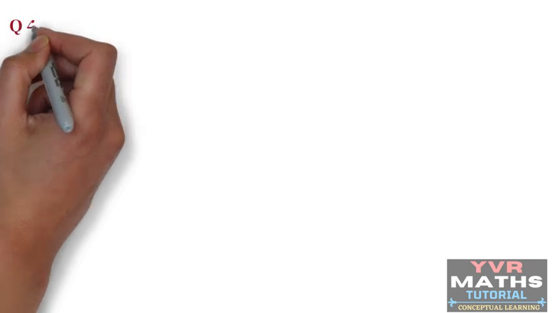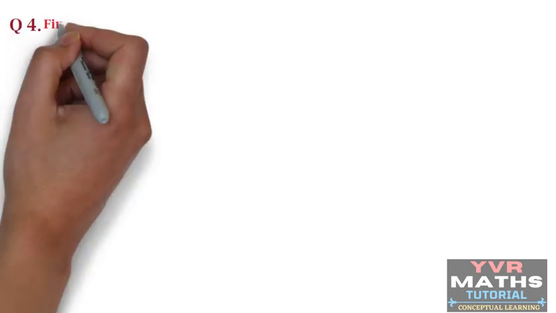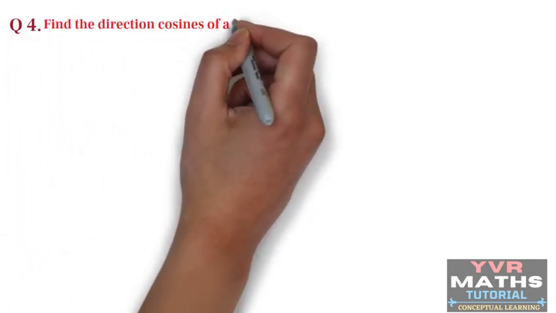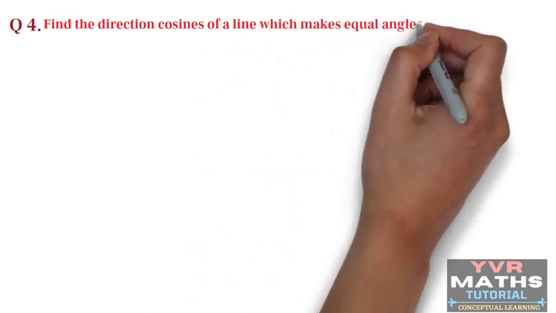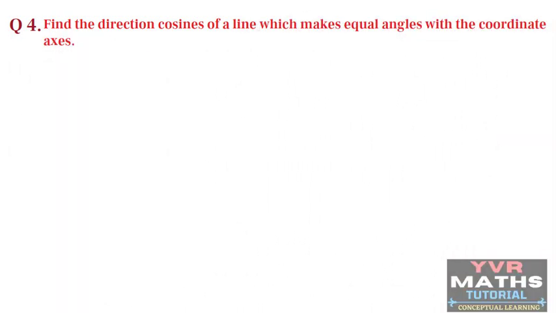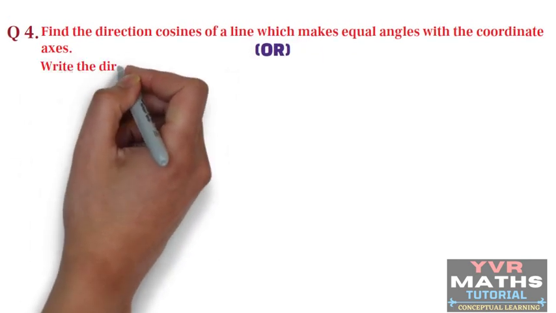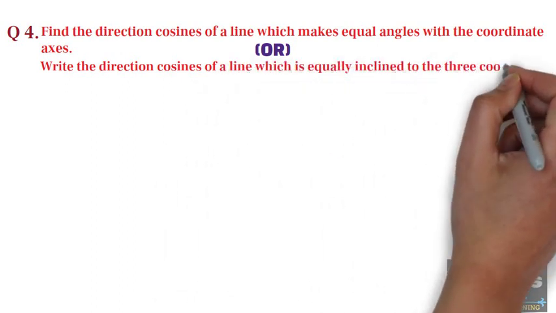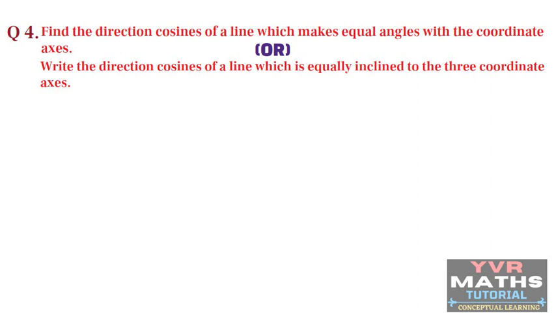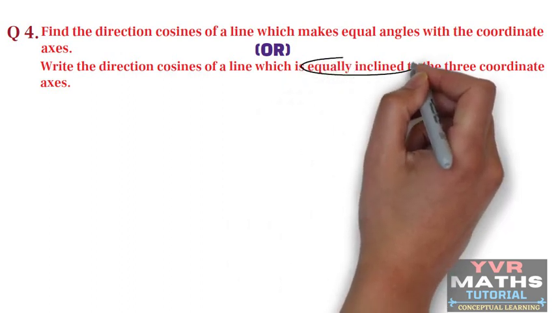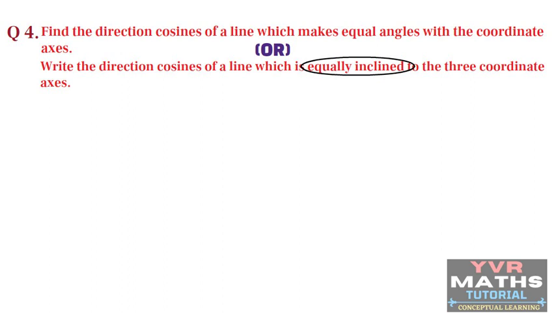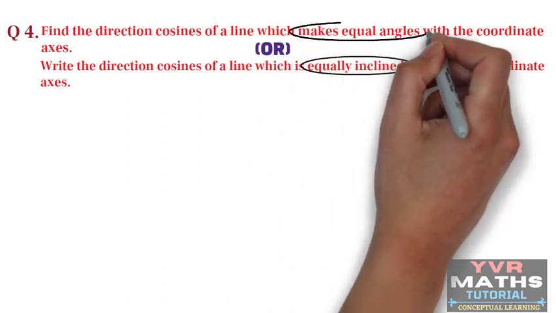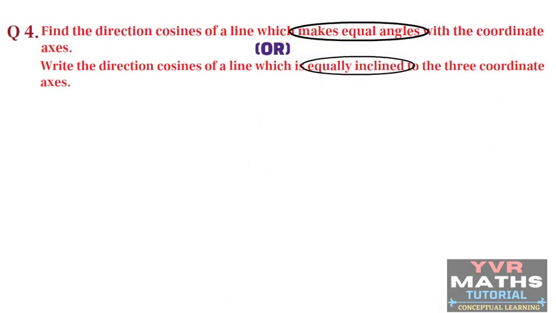Now let us discuss one more important question. Find the direction cosines of a line which makes equal angles with the coordinate axes. This question, from the exam point of view, they will ask in another way. Write the direction cosines of a line which is equally inclined to the 3 coordinate axes. Equally inclined is nothing but the line making equal angles with the coordinate axes. So makes equal angles and equally inclined, both are the same. Let us discuss the solution of this question.